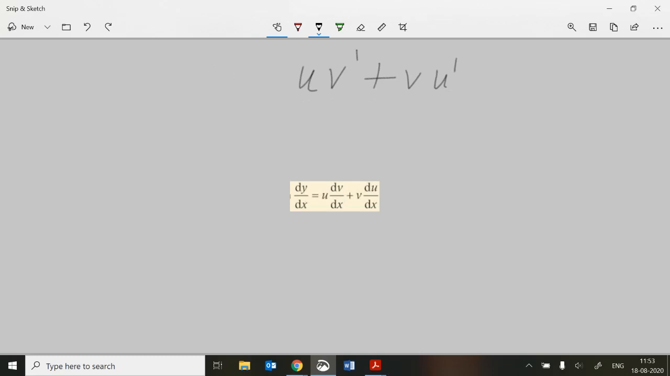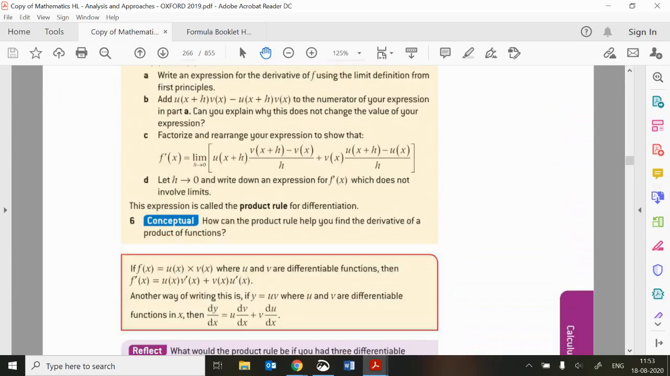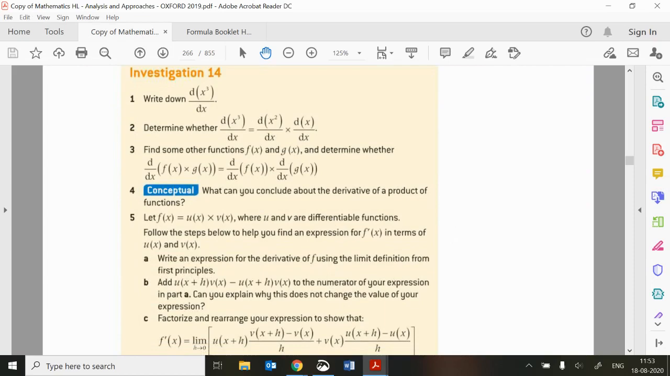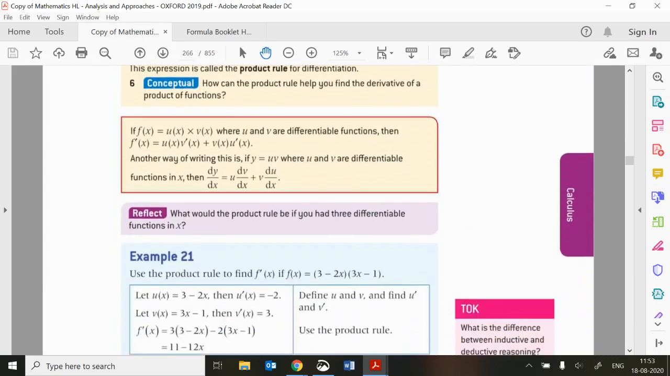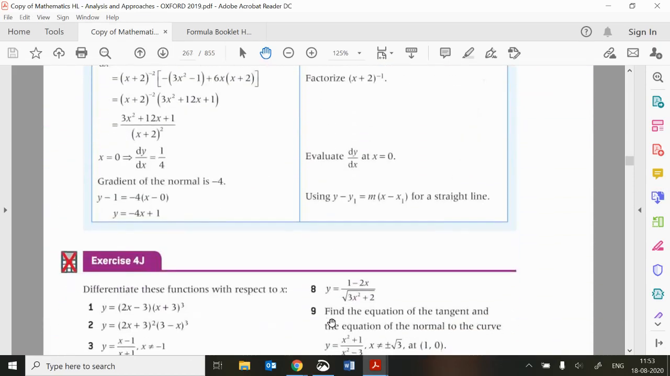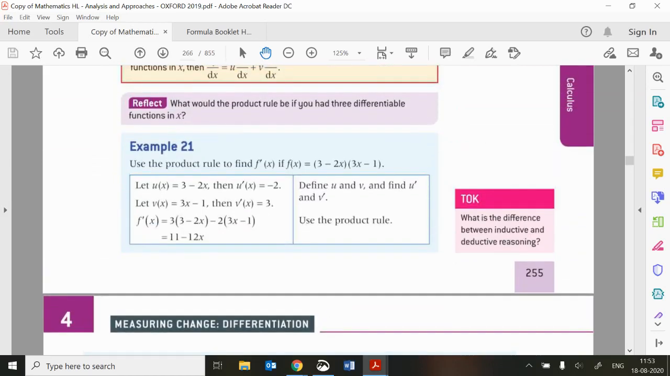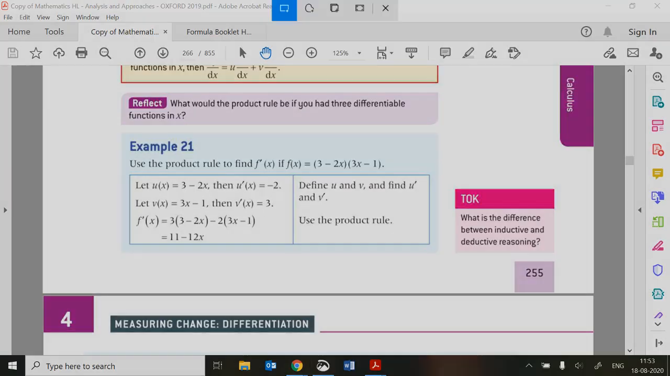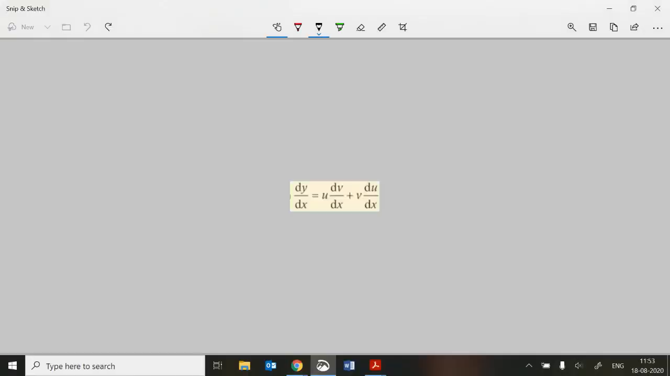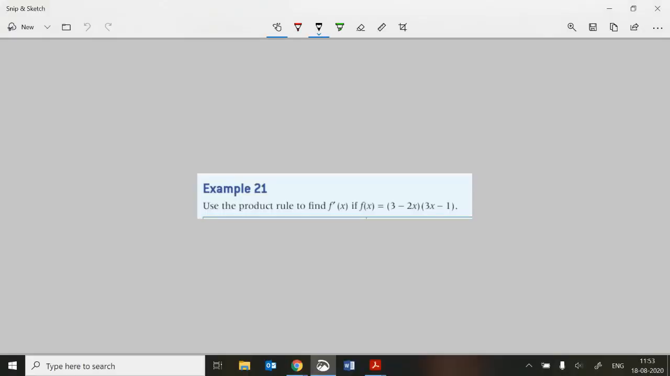Obviously we're not proving it there, but I will come up with proving it at the end of this exercise. I know that there's an investigation on the front which leads you to that, but I'm not going to do that at the moment. I'll do that at the end. So there's actually only two questions here. So again, let's do those two questions. The rule is pretty easy to remember, but it's also given in the formula booklet.